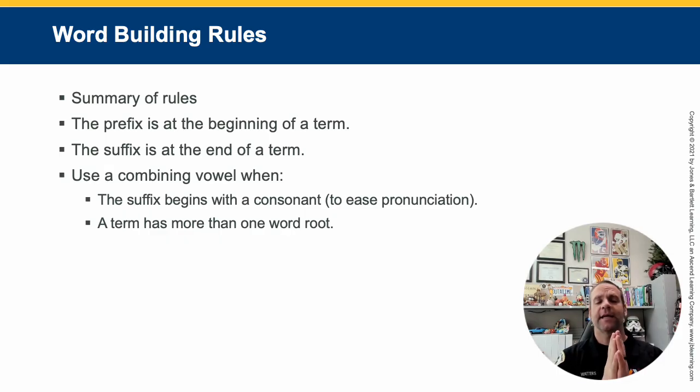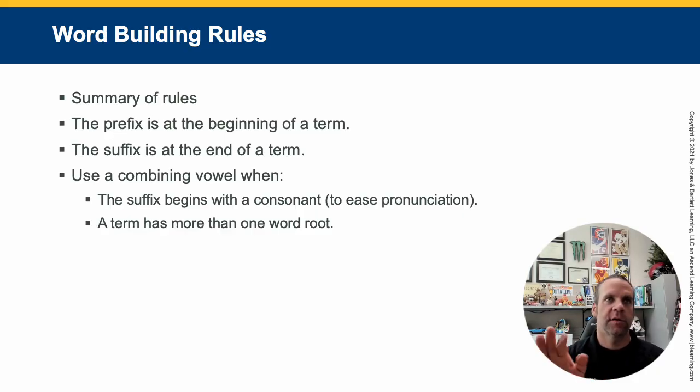Number three, use a combining vowel when the suffix begins with a consonant. This makes the word easier to pronounce. We just covered this, but arthroscopy. Arthr refers to the joints, and then oscopy. Arthroscopy.